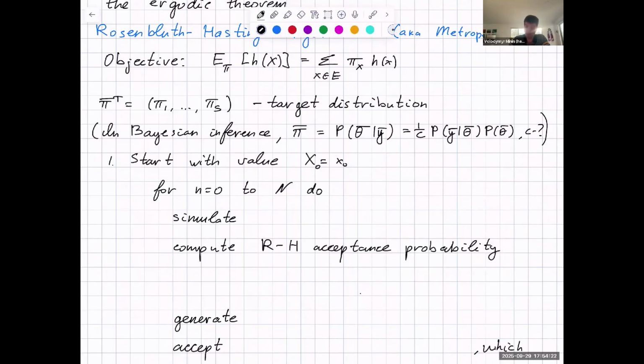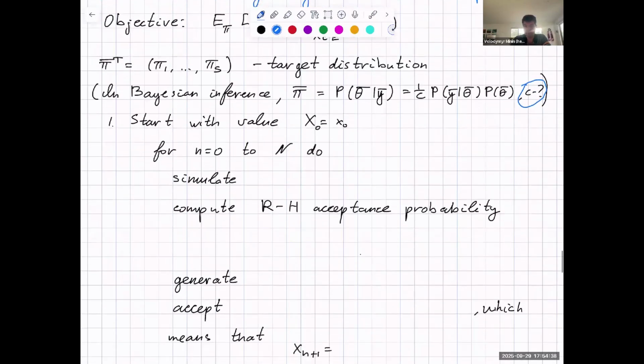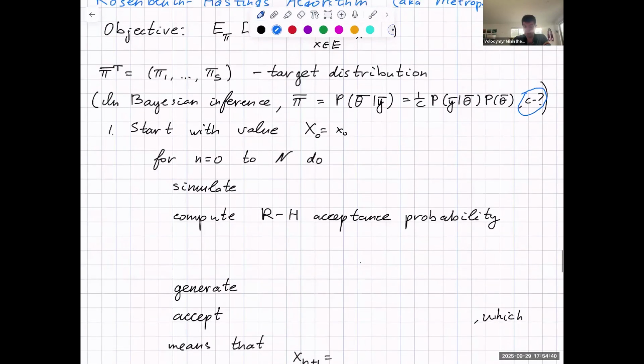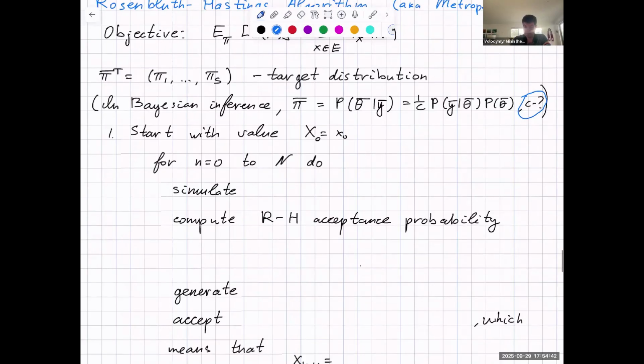Notice that I'm making the point here that the normalizing constant does not have to be known. So I don't need to know the normalizing constant of my posterior in order to run this. That will be important. Actually, it's critical. If that was not the case, this would be the most useless algorithm in the world. But it's not. We don't need to know the normalizing constant.